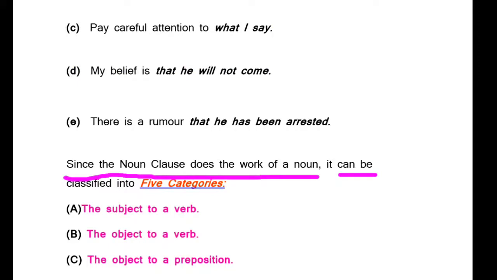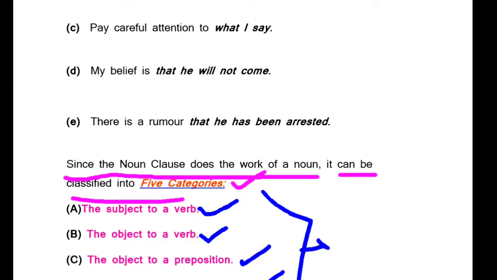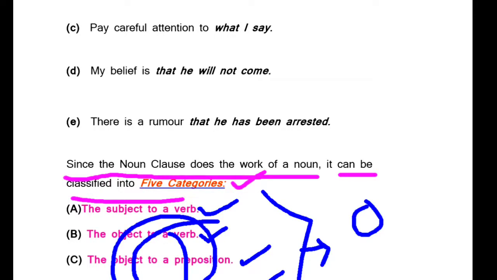Since the noun clause does the work of a noun, it can be classified into 5 categories. What are these categories? The subject of a verb, that means the subordinate noun clause will be the subject of the whole sentence. The subordinate noun clause will be the object of the whole sentence. The object of a preposition. The complement of a verb. And also the apposition of a noun. So these are the main 5 categories.